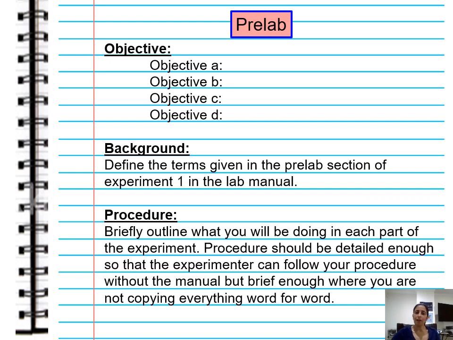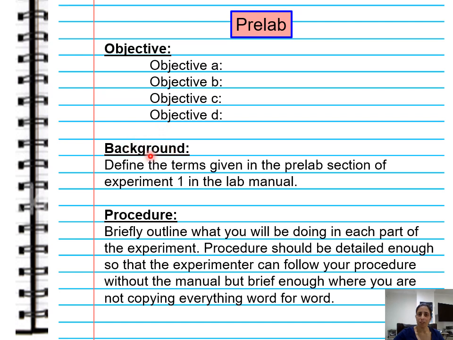Now I went over the background with you. Before watching the video or before doing the experiment, you have to set up your pre-lab. Remember that for pre-lab, you're following the instructions that are given in your lab manual right underneath the title. It says pre-lab. For this experiment, it's a little bit different, but you're first going to write down the objective for each part of the experiment. So objective A, B, C, D. For each part, write the objective, which is what the purpose of the experiment is.